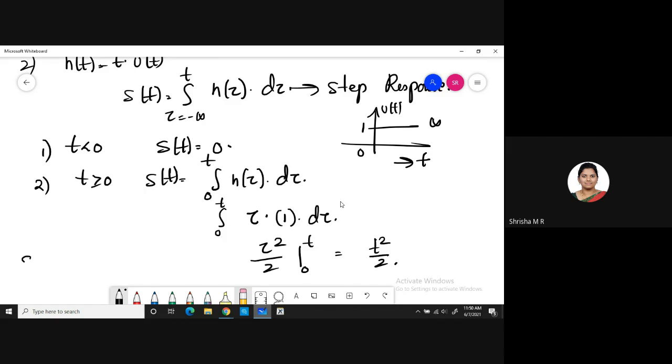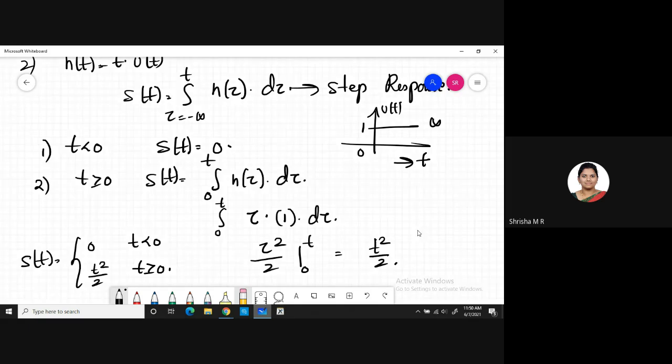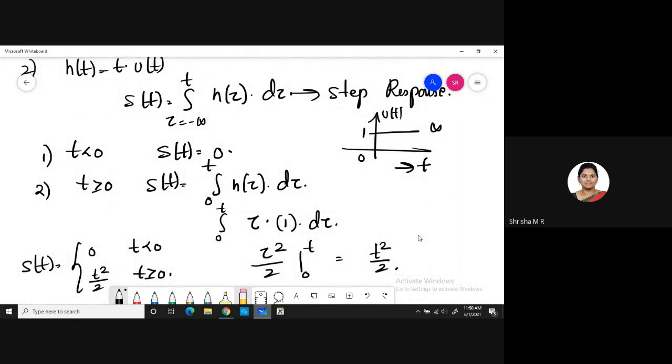Clear? So you can take s of t is equal to 0 if t is less than 0. It is equal to t square by 2 when t is greater than or equal to 0. Got it? It is clear, guys? Yes, ma'am. Everyone, it is clear? Clear or not? Yes, ma'am. Okay.